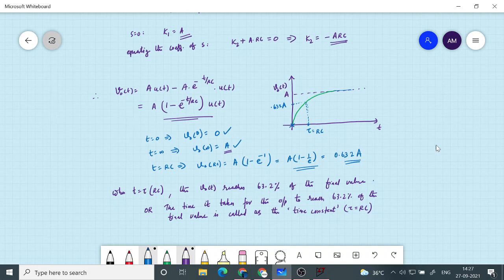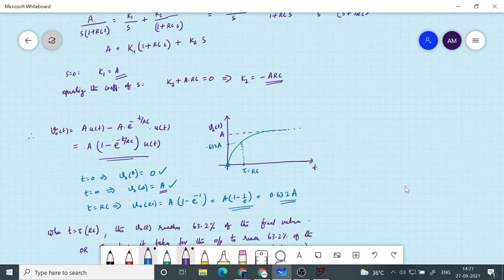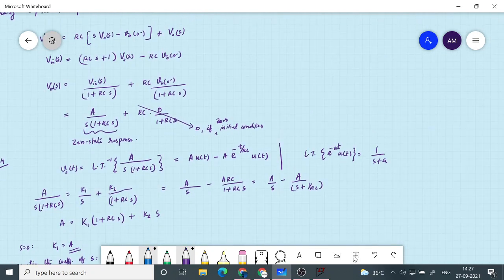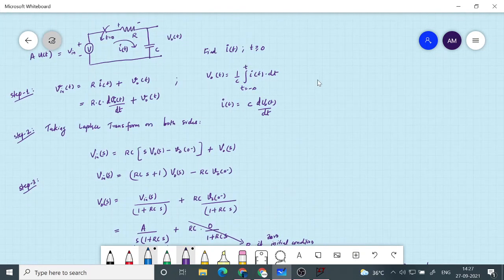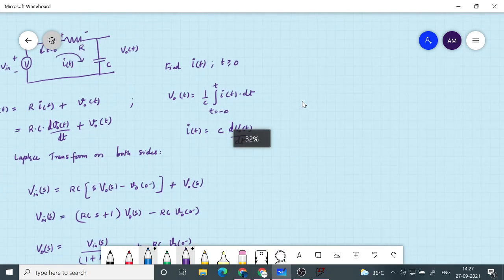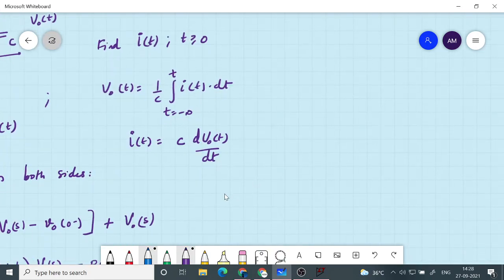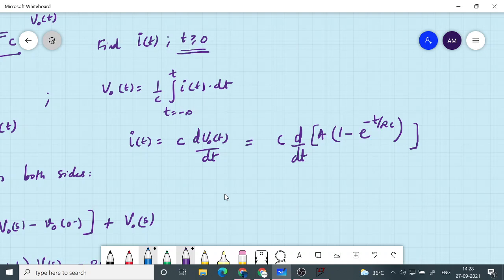So this is the voltage. Now you should be able to do the current expression, because you have a relationship between voltage and current, which I have written here. Once you have voltage, you can just substitute here and write the current. So this current is basically C times d by dt of A into 1 minus e raised to minus t by RC, into u of t. So we are taking time for t greater than or equal to 0, where u of t is 1. So into 1.